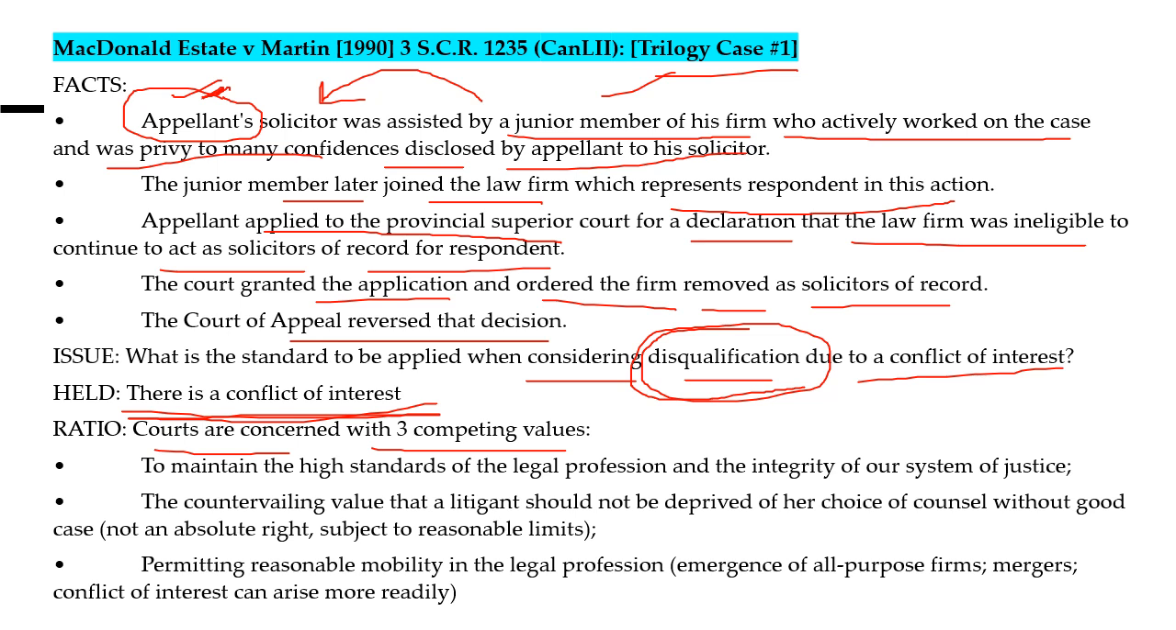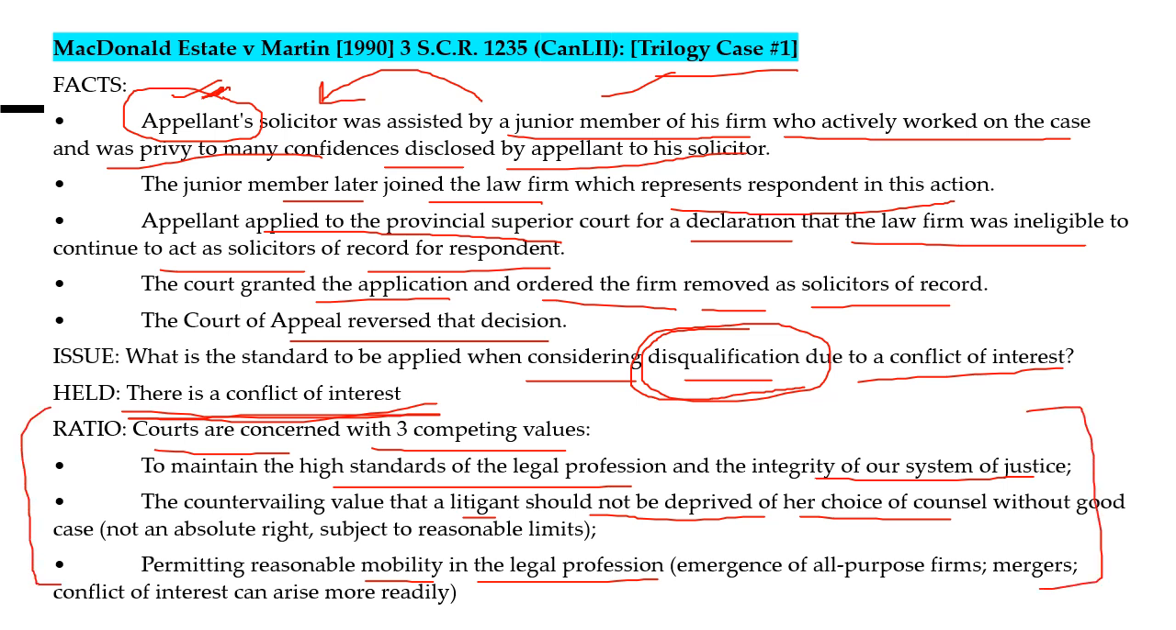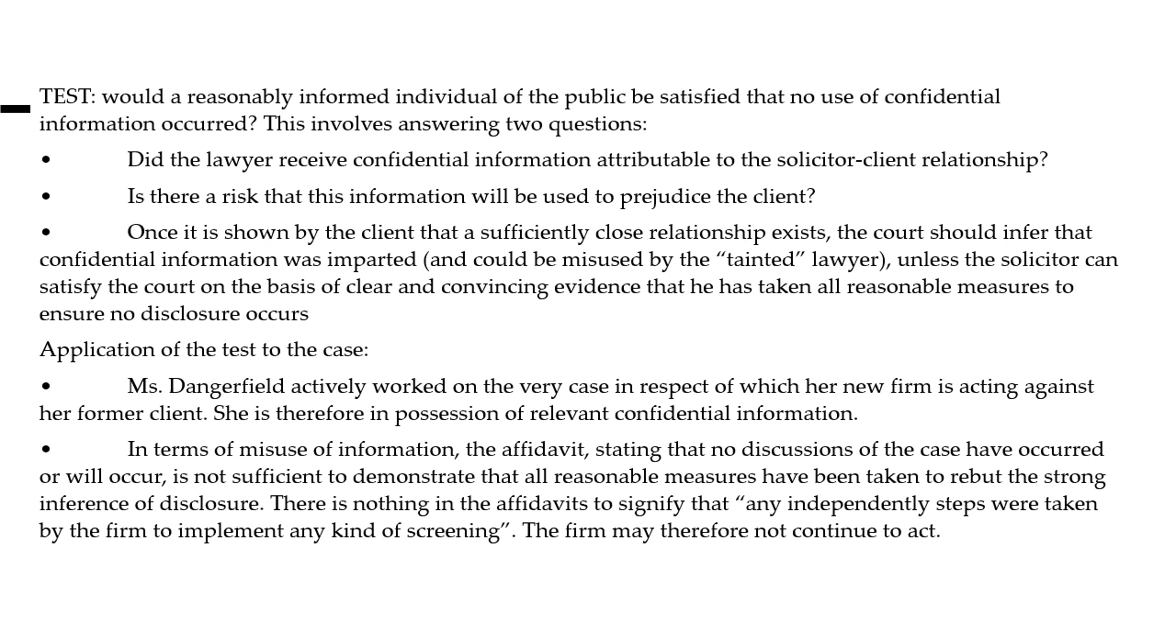Firstly, the court said there is a need to maintain a high standard of legal profession and the integrity of our system of justice. Then there is the countervailing value that a litigant should not be deprived of her choice of counsel without good cause, and permitting reasonable mobility in the legal profession. So all these three competing values are there. Whenever there is a conflict of interest, the court comes into the picture and takes strict action. Would a reasonably informed member of the public be satisfied? This is the test that the court applies.